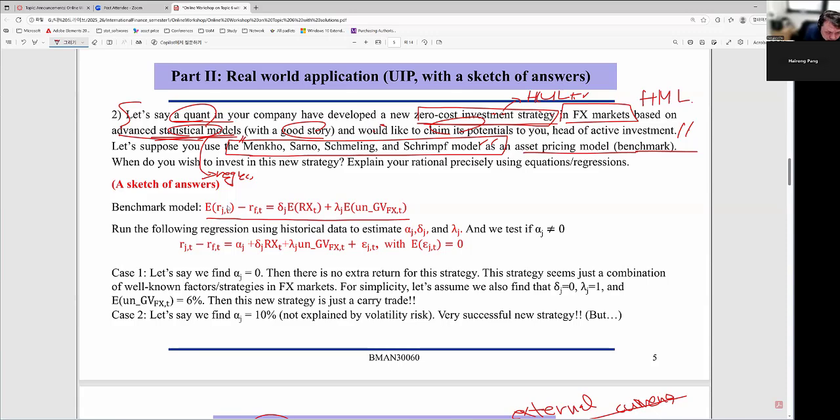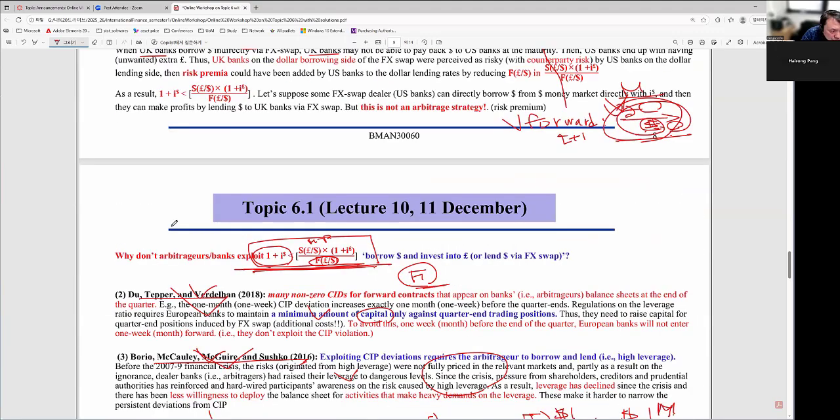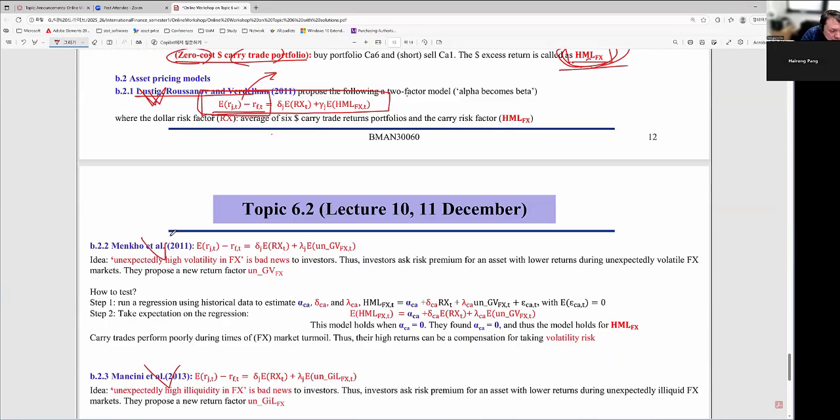So when you answer this question, you need to write down this model, and you have to briefly explain the meaning of each term and the meaning of this term here. This is the unexpected changes in global volatility in the FX market. And delta and lambda are the sensitivities: this is the average currency movement or dollar factor, and this is the volatility factor. So what is the meaning of using this as a benchmark model? If you earn some extra return from implementing the FX strategy, it might be risky in terms of this factor or this factor. In order to understand that fully, you need to read this review slide. What is the meaning of that?